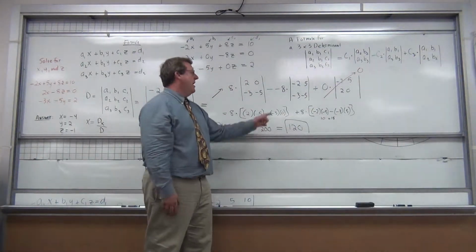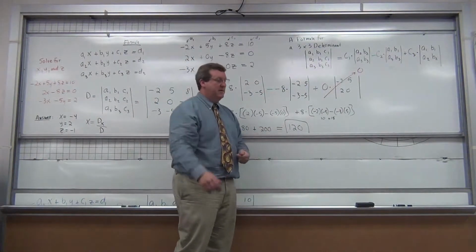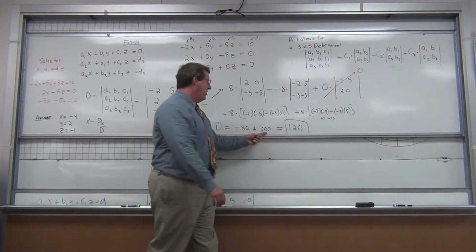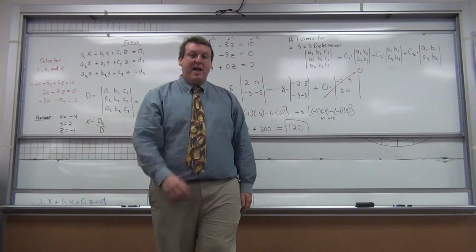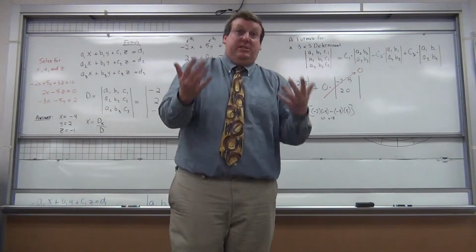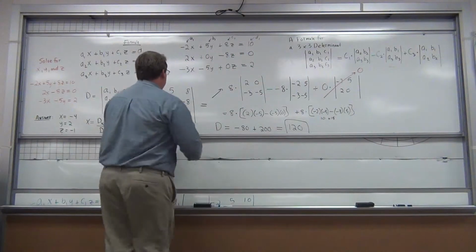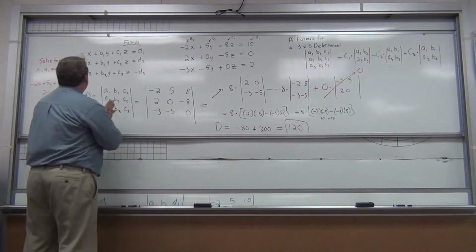Where did that 8 come from? Oh yeah, minus the minus 8 made it positive. 8 times 25 gives you 200. You add these up and you get 120. That one value is actually the determinant of that 3 by 3 determinant.